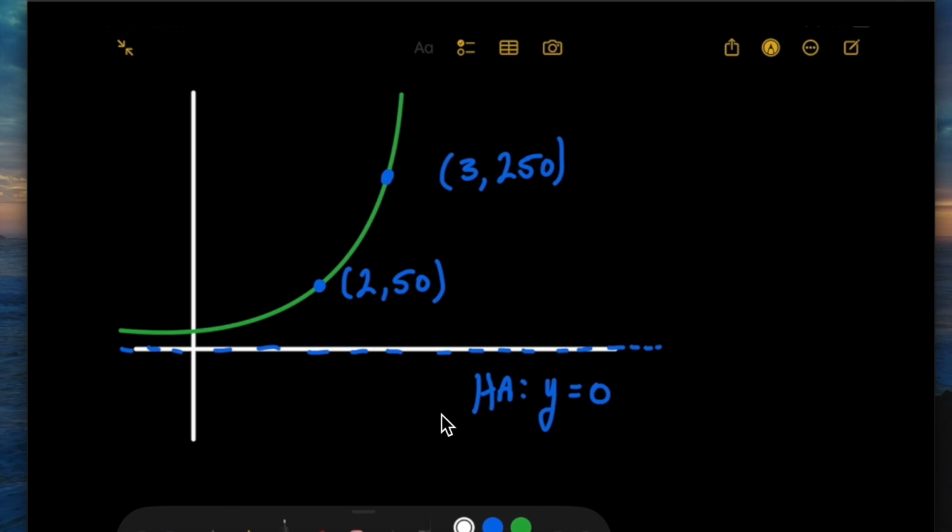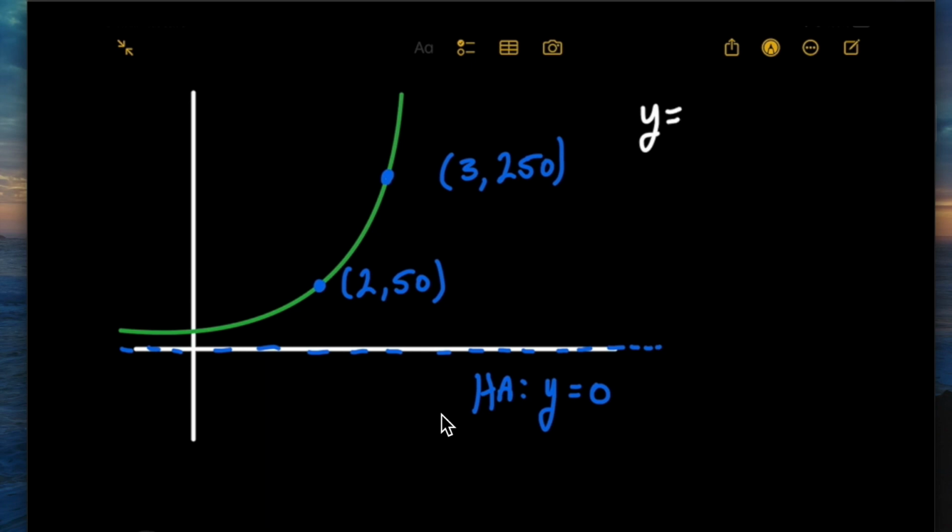That's a big bonus. When we have that, we are allowed to use the same technique we did moments before. If you don't have the horizontal asymptote at y equals 0, you cannot use the technique I'm about to show you. Okay, so let's build our two equations.